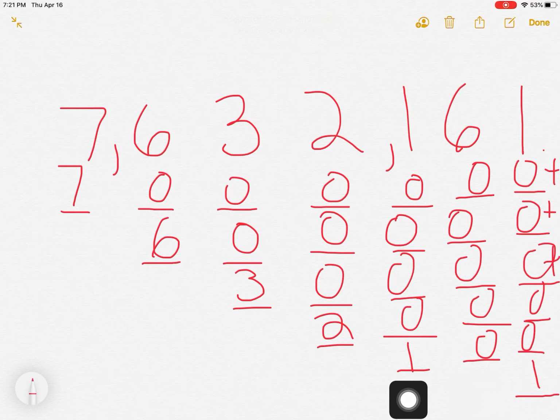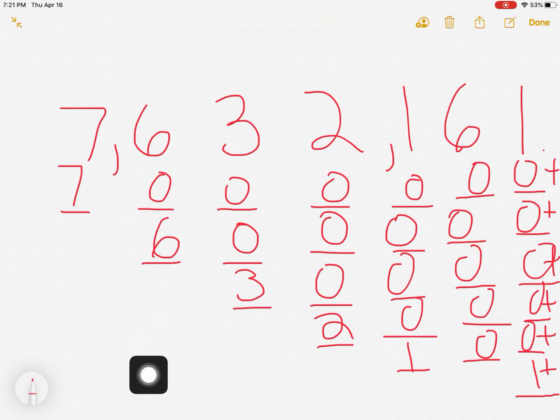So then you go and write all of your plus signs. Make sure you have them all. And that's expanded form. You are saying 7 million plus 600,000 plus 30,000 plus 2,000 plus 100 plus 1 equals this number. If you follow this format right here, you are always going to get your expanded form right, guys.